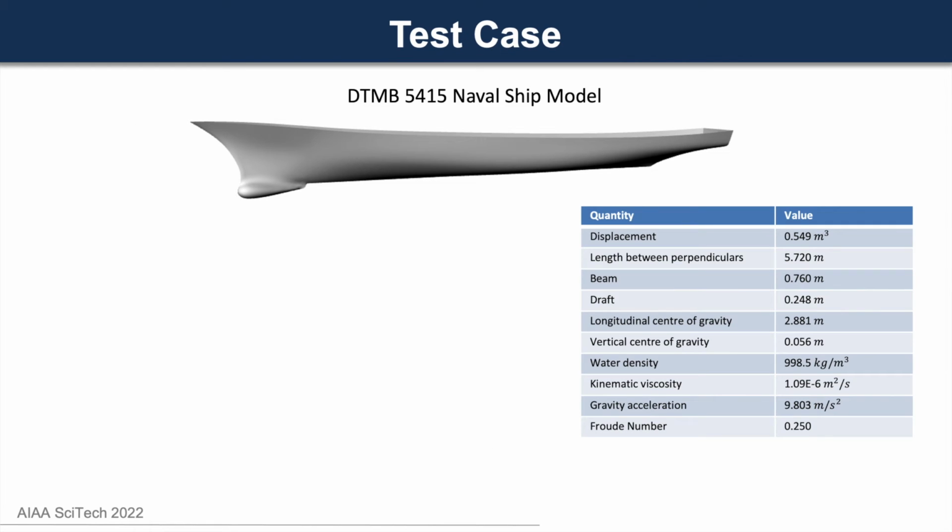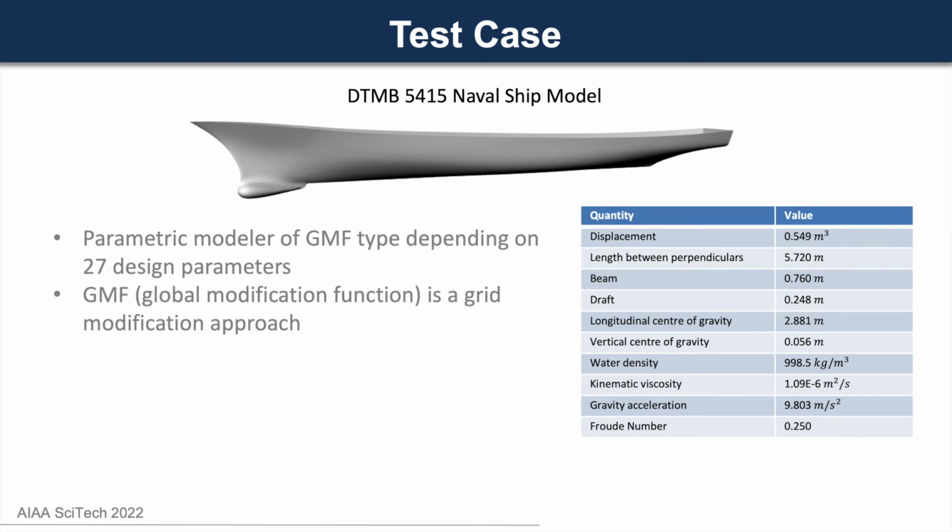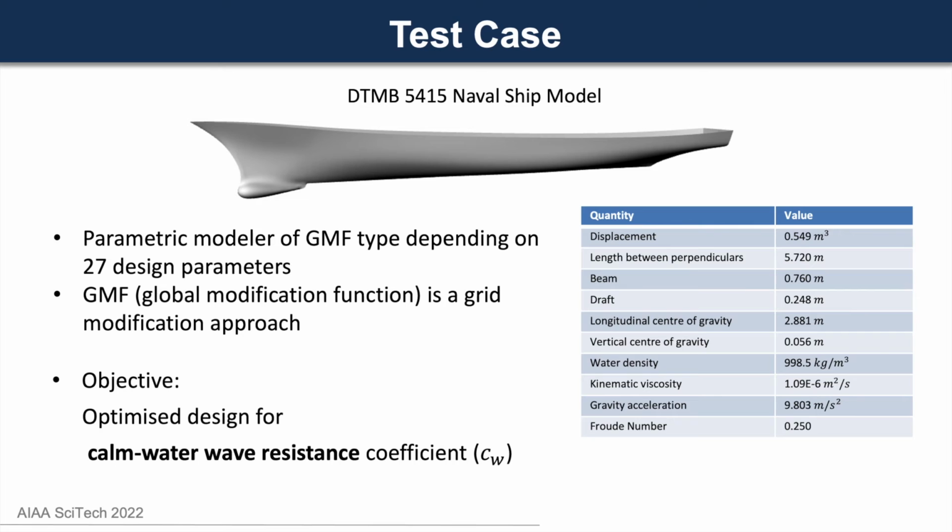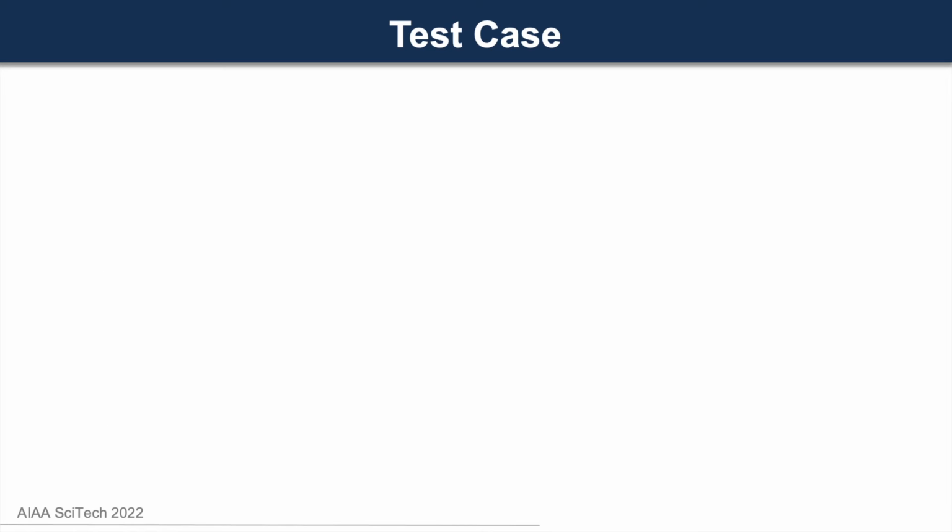In our case, as a test case, we use a DTMB54 naval shape model, which is widely used in the research community. This model was parameterized using a global shape modification function, which provides something like a freeform deformation approach, and that design was parameterized using 27 parameters, which creates a considerably high dimensional design space. Our objective here is to optimize the designs for a calm water wave resistance coefficient, which is an important criterion specifically in ship design. And this wave resistance coefficient represents the wave making when the ship moves through the water.